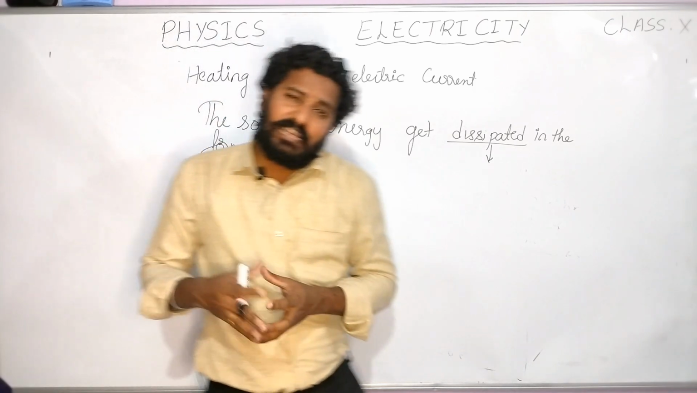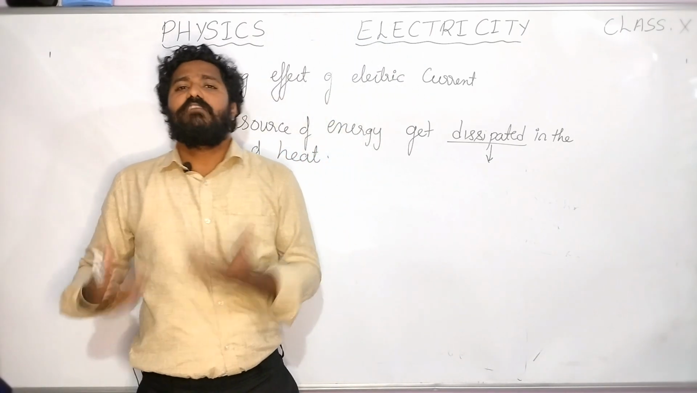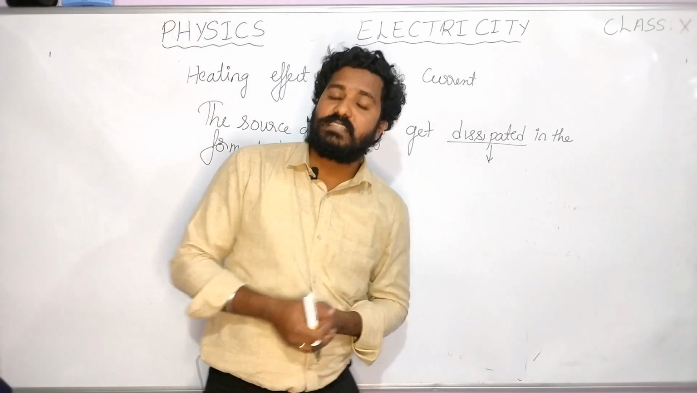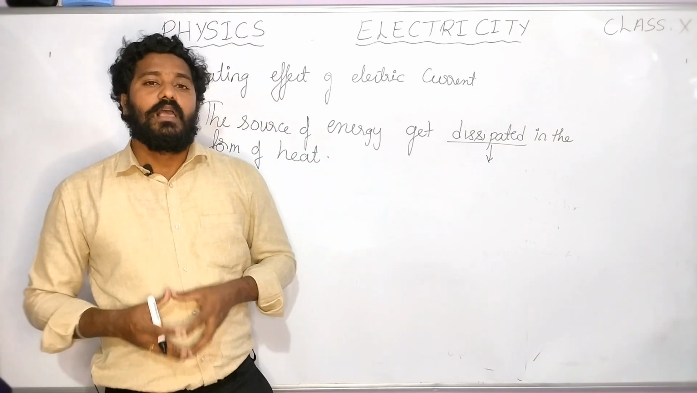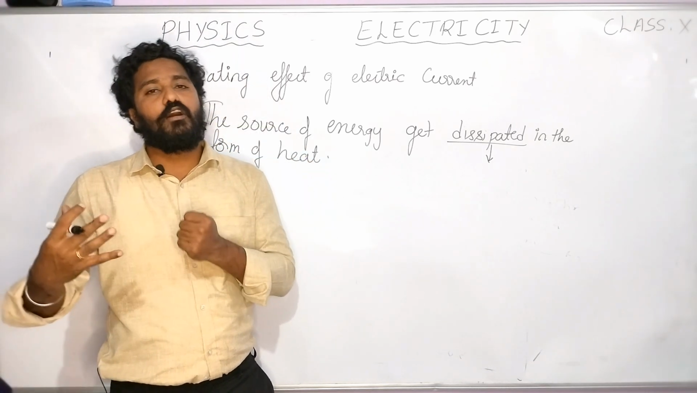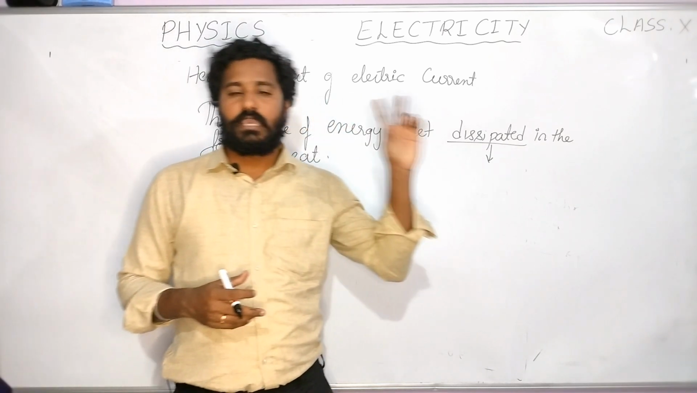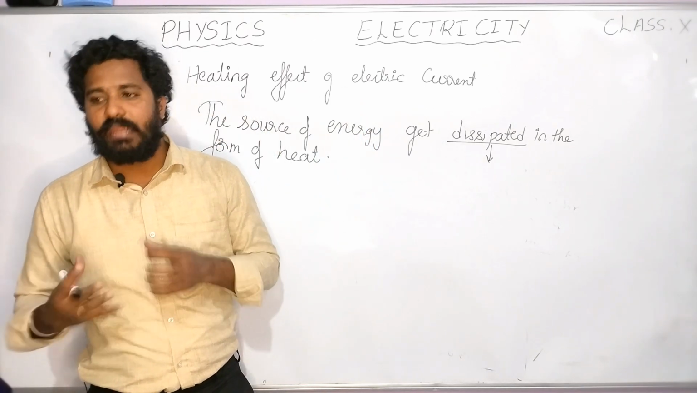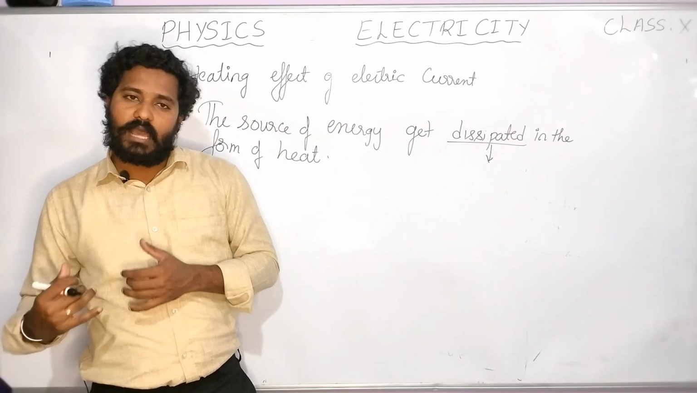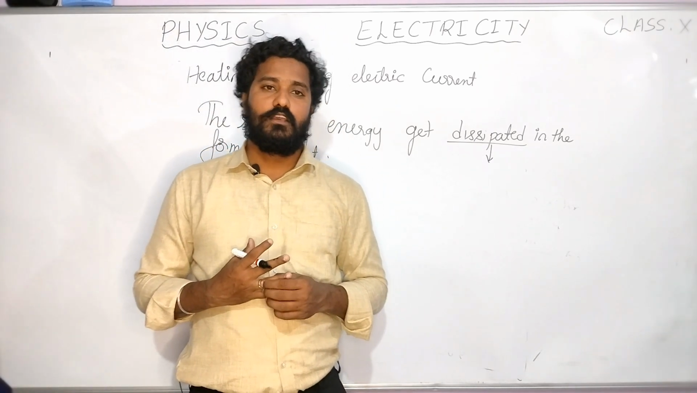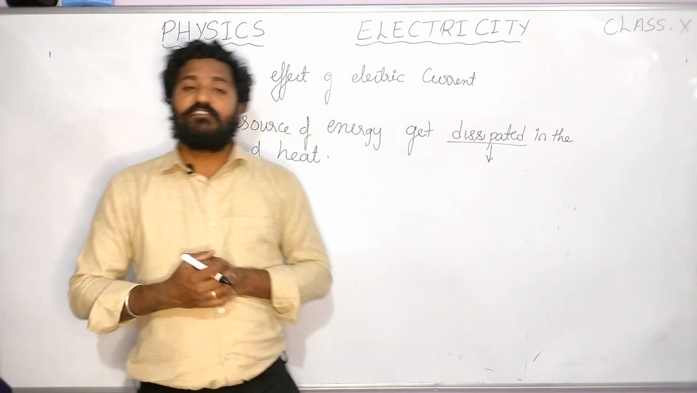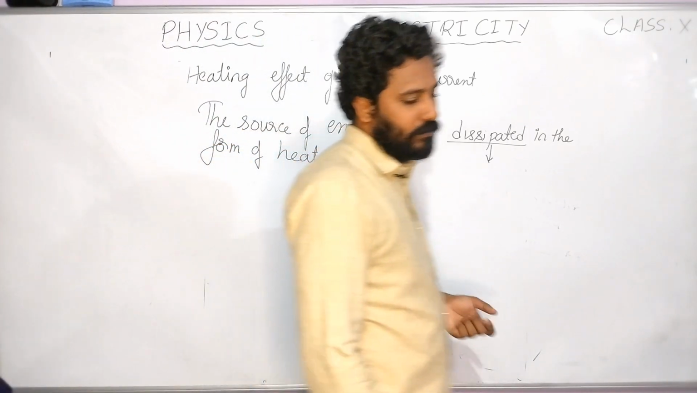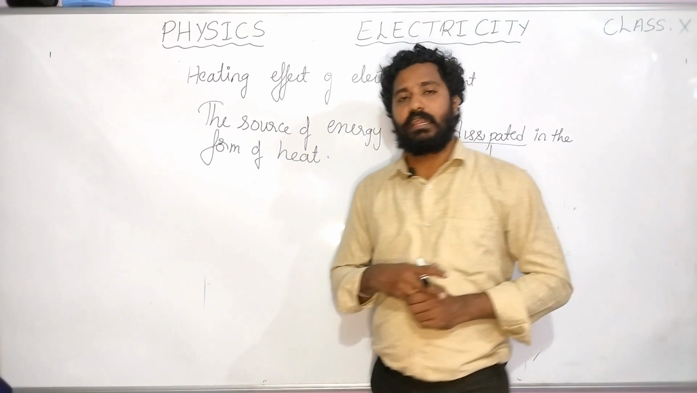And here the heat energy is a waste, because we need only mechanical energy, only air has to come. It's not necessary that we need heat energy from the fan. Like that, the bulb also. After turning it on, keep it for 2 hours or more. It gives us light energy, but after some time the bulb becomes very hot. That is called the heating effect of electric energy: the source of energy getting dissipated in the form of heat.